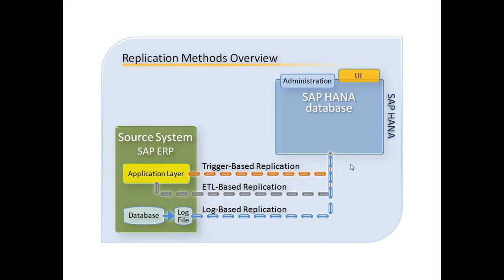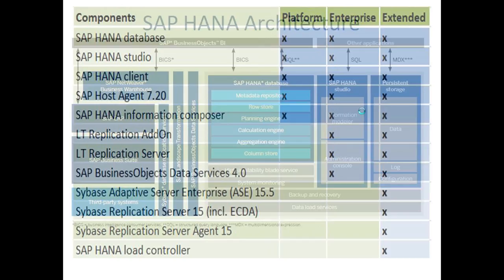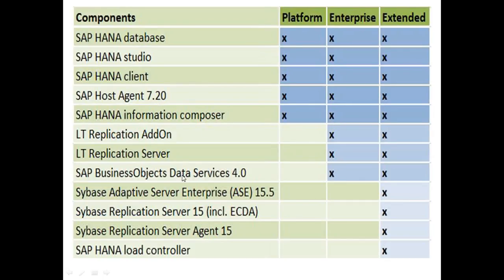So that means, in order to bring the data from the different sources into this SAP HANA database, we have three types of methodologies: trigger based, ETL based, and log based replications. Once we go back and check this particular place, you can see SAP Business Objects Data Services. And one more thing is that you have the LT replication add-on and LT replication server. This is nothing but the trigger-based replication that we use for bringing the data from the SAP ECC system into this SAP HANA database.